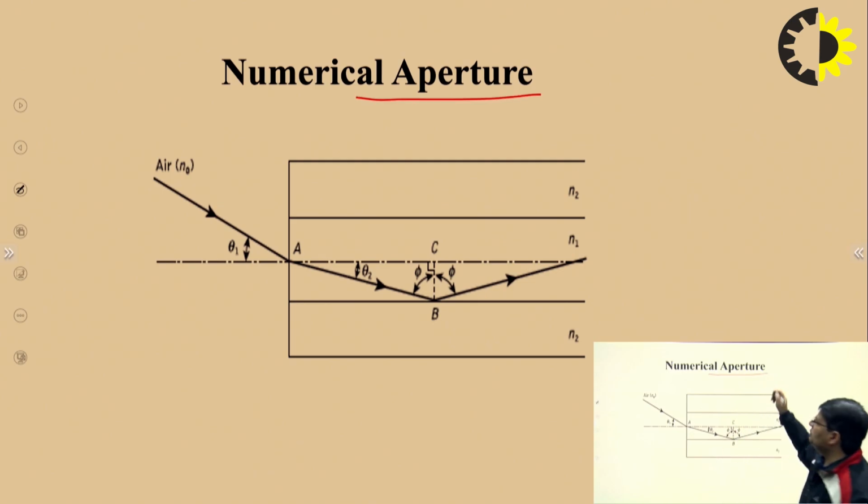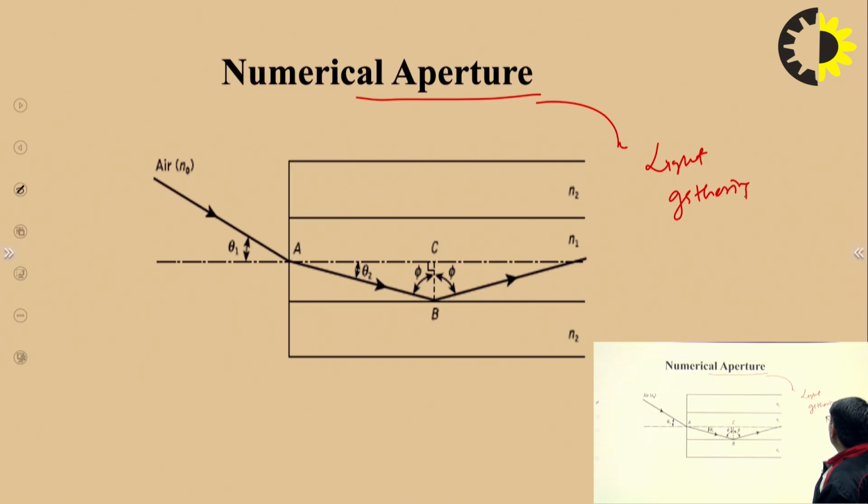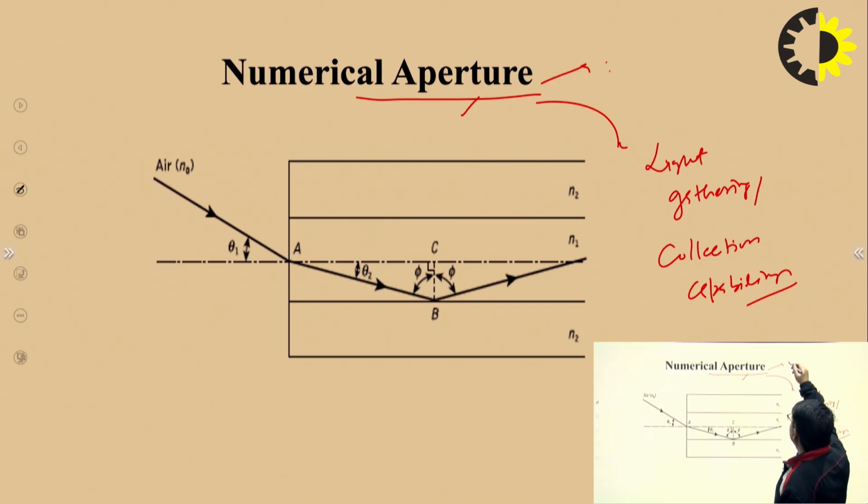Then one more popular term used with the ray theory is numerical aperture. Numerical aperture is basically the light gathering or collection capability of the fiber. Numerical aperture signifies the light gathering or collection capability of the fiber. That can be represented using a parameter known as the numerical aperture. Numerical aperture is simply a value, and it is a unitless quantity.